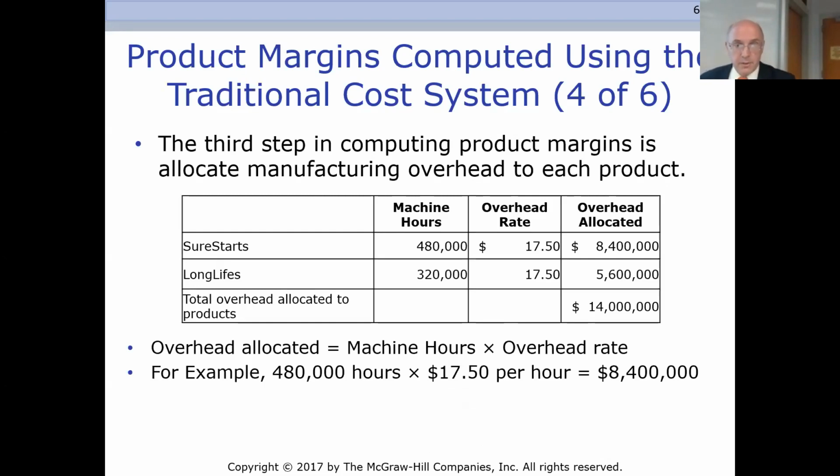That was about it. The third step in computing product margins is allocate manufacturing overhead to each product. So you have Sure Starts, 480,000 machine hours at $17.50 each, so you just multiply that out. And Long Lives, that's 320,000 times $17.50. So a total of 14 million. So the overhead allocated equals machine hours times the overhead rate.